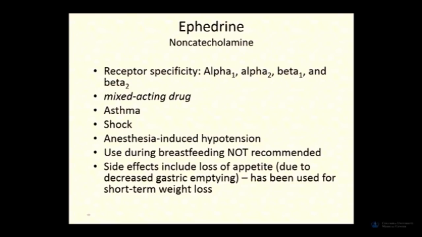Ephedrine, also a non-catecholamine. The receptor specificity is wide, so it acts on alpha-1, alpha-2, beta-1, and beta-2. So it's a very mixed acting drug, right? So different doses will produce different effects. It can be used in the treatment of asthma, in the treatment of shock. It can be used in the treatment of anesthesia-induced hypotension. So sometimes in the course of anesthesia, blood pressure can go down, so ephedrine can be used to elevate that blood pressure. Use during breastfeeding is not recommended because it does get into the breast milk.